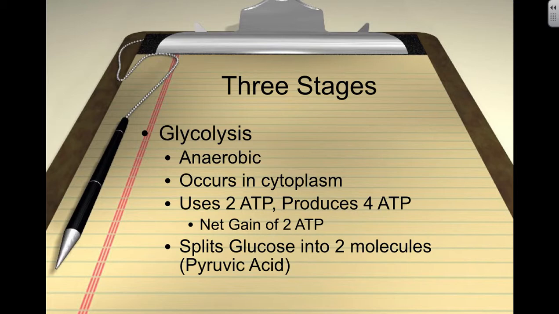The first is glycolysis. This is anaerobic, meaning that it does not require oxygen to go through. It occurs in the cytoplasm. It uses 2 ATP, so it takes 2 ATP to go through this process for the energy, and it produces 4 ATP, so there's a net gain of 2. It splits glucose, C6H12O6, into 2 equal molecules, which are called pyruvic acid, C3H6O3. So it just splits it right in half where it's more usable.